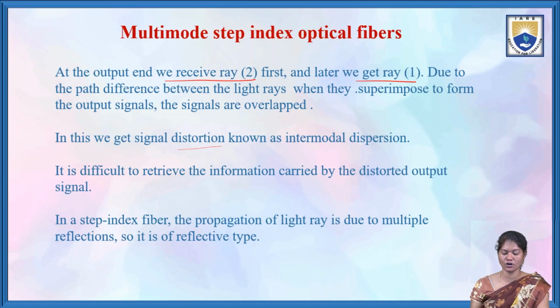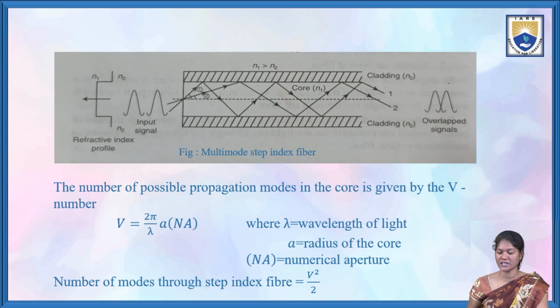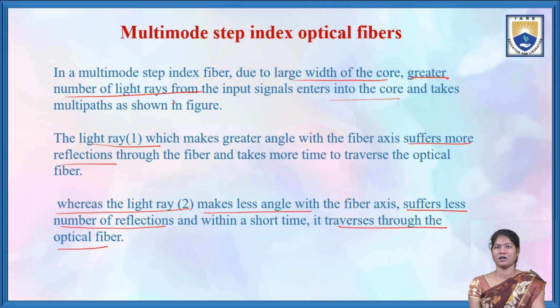In a step index fiber, the propagation of light ray is due to multiple reflections. So it is of a reflective type. So we can see here multi-mode step index optical fiber. The width of the core is greater, so that a greater number of light rays can enter into the core and take multi paths.